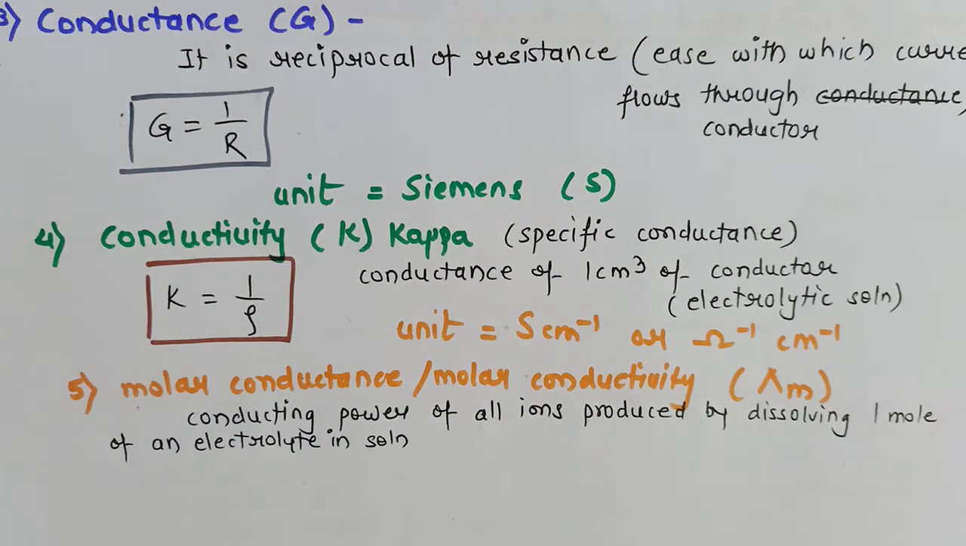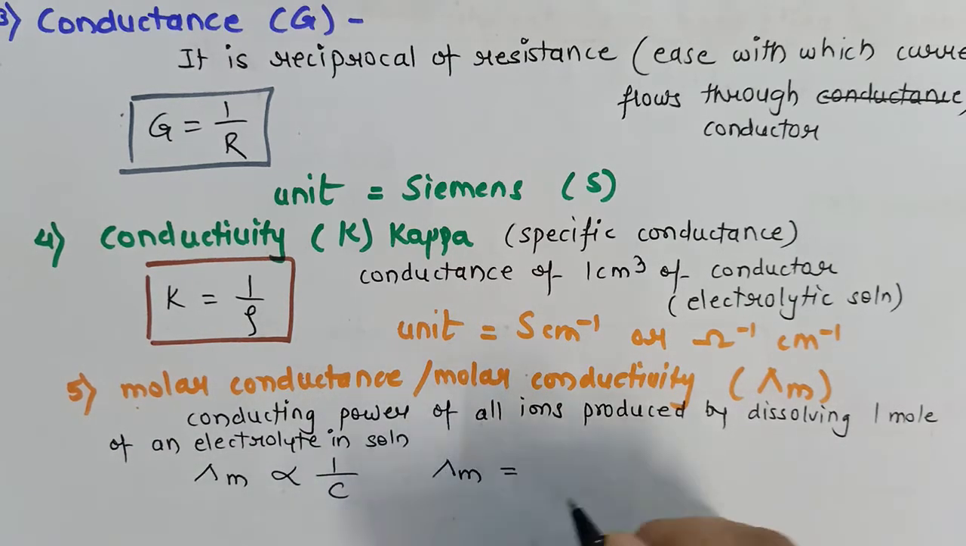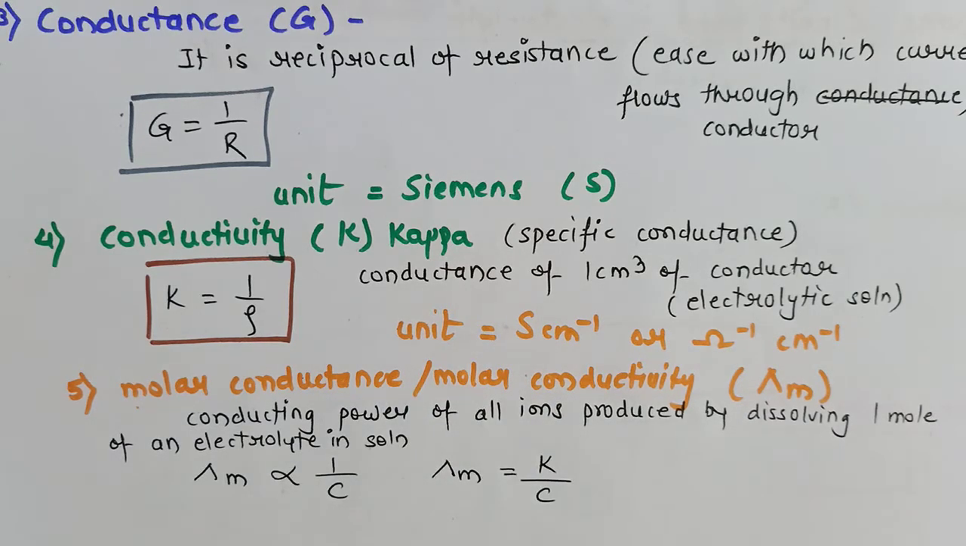So molar conductance is the conducting power of all ions produced by dissolving 1 mole of an electrolyte in solution. Just a few minutes ago we discussed that the molar conductivity is inversely proportional to concentration. As the concentration increases, the conductance decreases. That means for a more dilute solution, the conductance will be more. We can introduce the proportionality constant here. So lambda m equals K upon C, where K stands for the conductivity and C stands for the concentration.